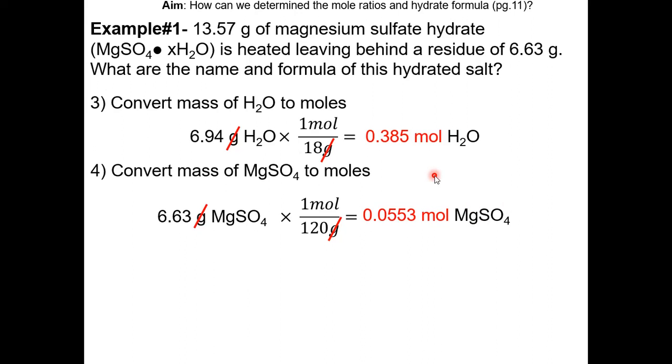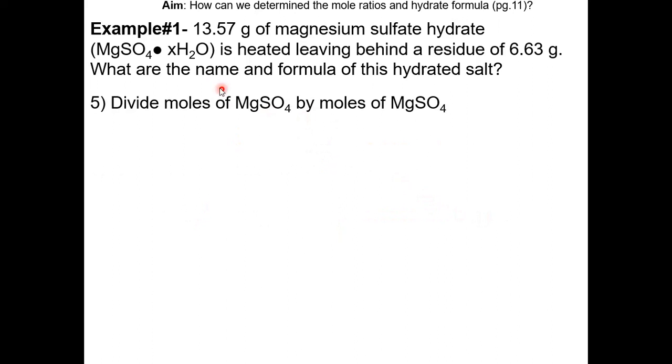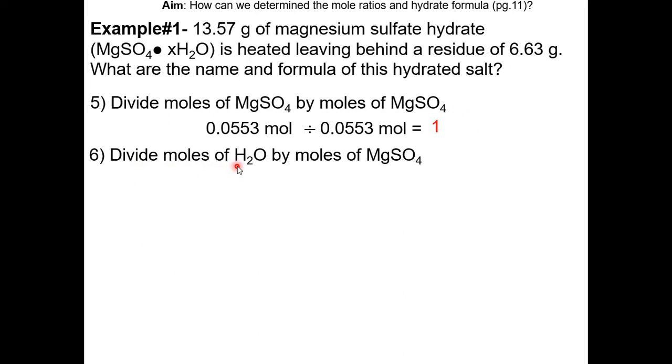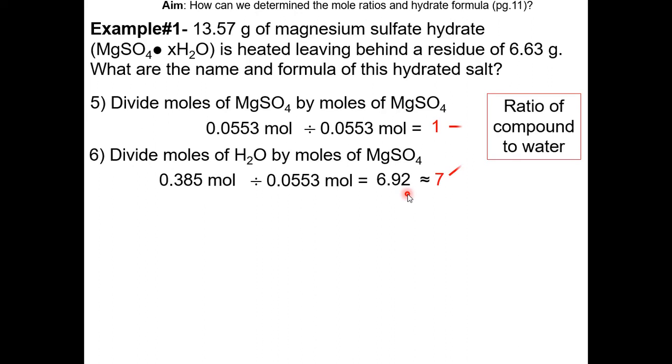The next step is to convert both numbers into a whole number ratio. To do that, we can divide each number by the moles of MgSO4. So let's do that. Divide the moles of MgSO4 by the moles of MgSO4. You should get 1. Divide the moles of H2O by the moles of magnesium sulfate. So we get 6.92, which is roughly 7. And this is the ratio between the compound and the water. It's a 1 to 7 ratio.